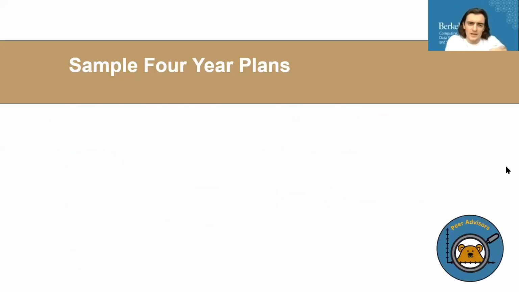And now we're going into possible 4-year plans that you can have if you're coming in as a freshman, or if you are a sophomore or junior and you want to look at how you should be scheduling the rest of your time at Cal. These are just good suggestions on how to do so.